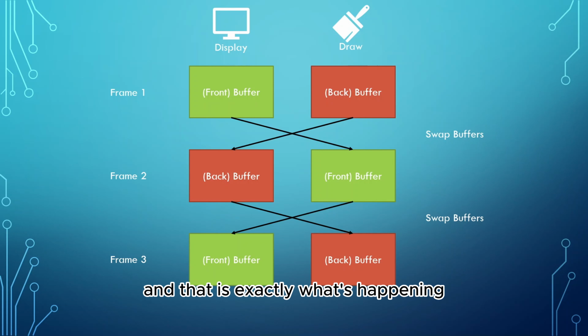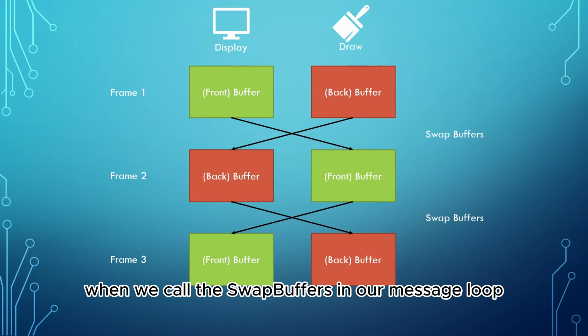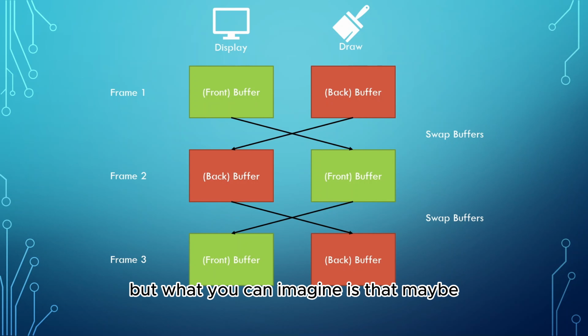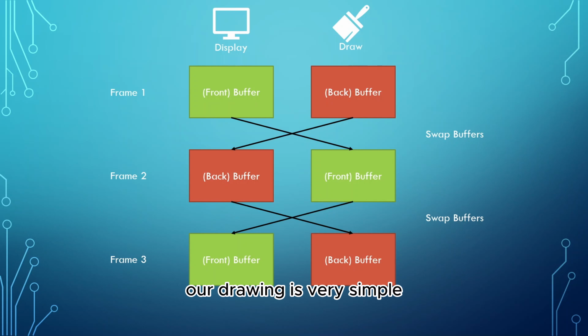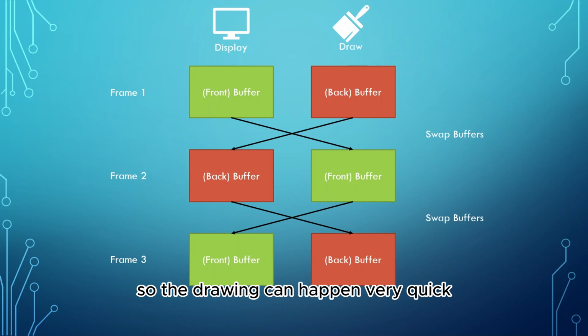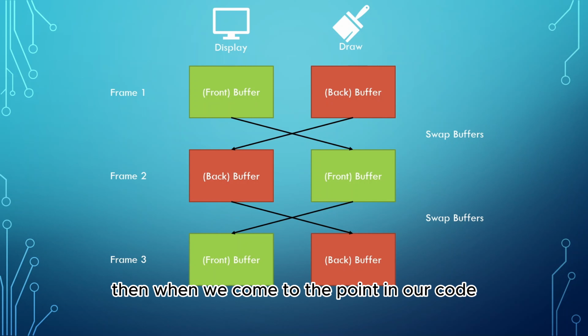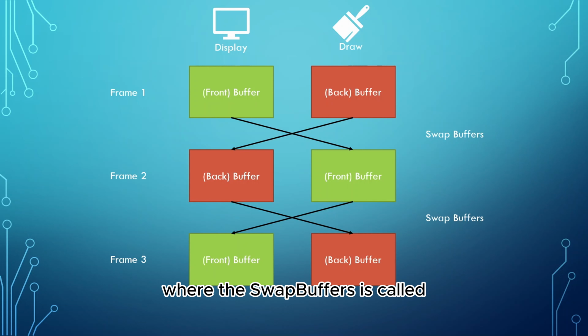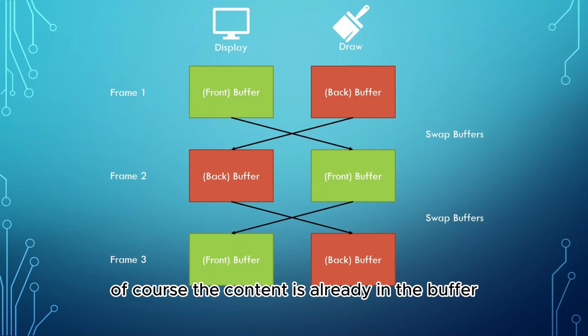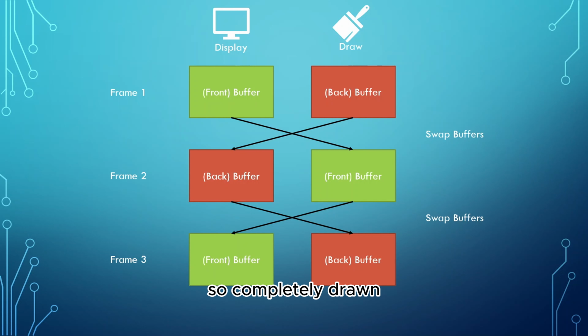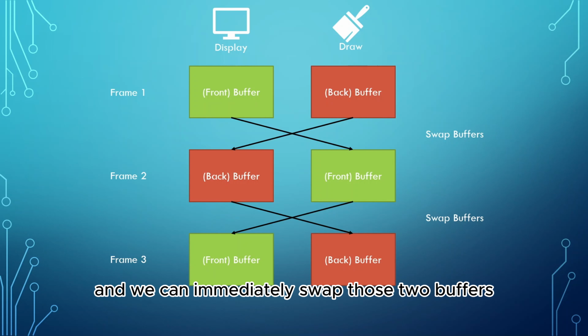And that is exactly what's happening when we call the SwapBuffers in our message loop. But you can imagine that maybe our drawing is very simple, so the drawing can happen very quickly. Then, when we come to the point in our code where SwapBuffers is called, of course the content is already in the buffer, so completely drawn, and we can immediately swap those two buffers.